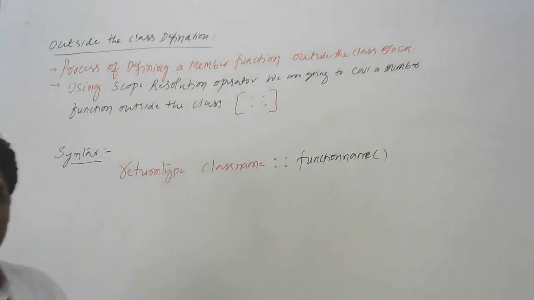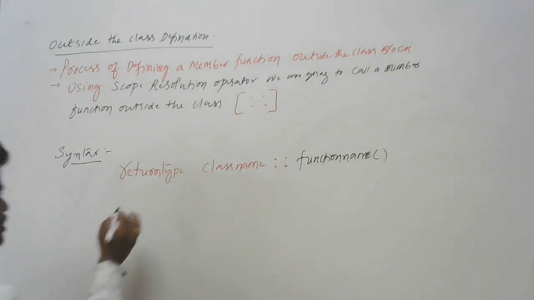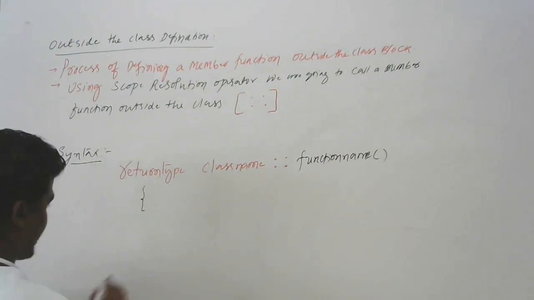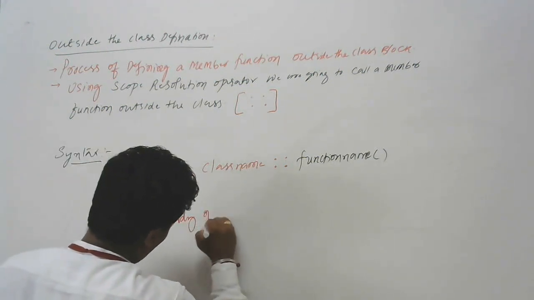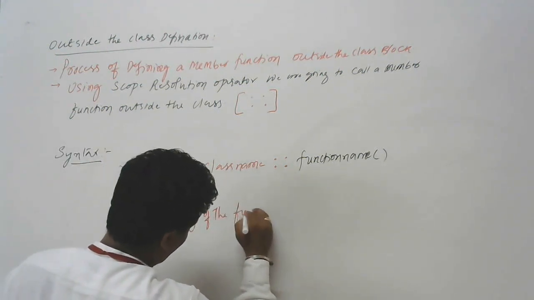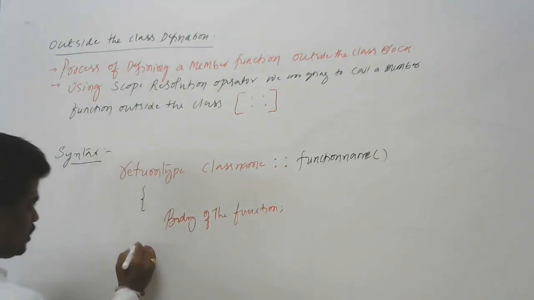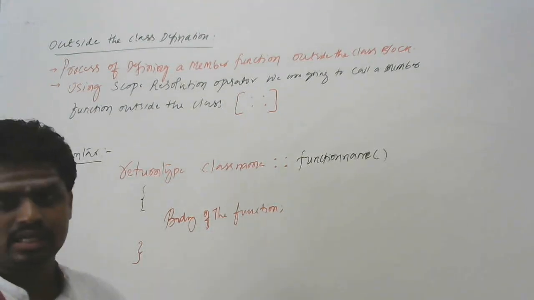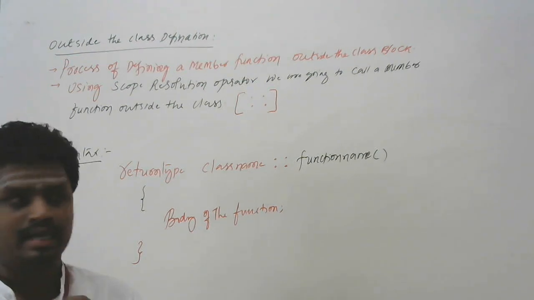Whenever you are using the function, you are supposed to use parentheses. When you are opening the body of any function, then flower brackets, then the body of the function, semicolon, close the function block. This is the syntax of defining a member function outside the class.